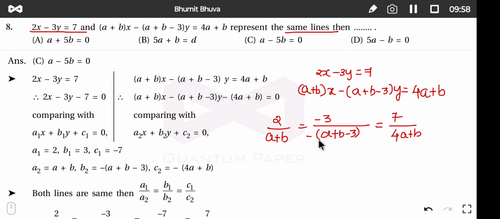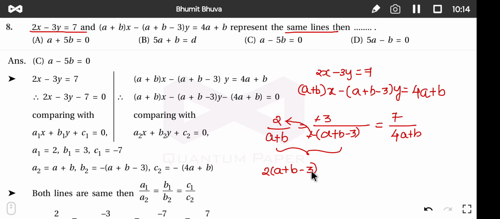We have to compare any two ratios, so let's compare the first two. In the first two ratios, this minus and minus will get cancelled. Then we have to do the cross multiplication, multiplying this full bracket here. So 2 into a plus b minus 3 is equal to 3 into a plus b. If you multiply 2 inside, you will get 2a plus 2b minus 6 is equal to 3a plus 3b.